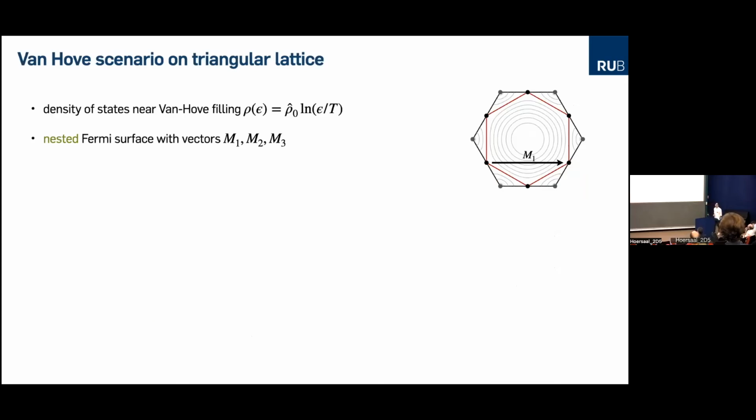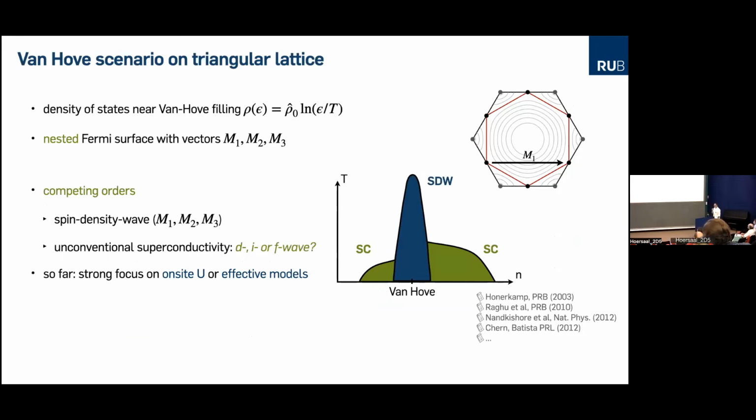What I would like to do is focus on the Van Hove scenario on the triangular lattice here, where the density of states shows a log divergence, and we have this nested Fermi surface as indicated here. On that topic, there are a lot of previous studies which already established that there's some competing order scenario going on between a spin density wave with this scattering vector M1, M2, or M3. The other competing tendency is the one for unconventional superconductivity, and there are also a couple of suggestions on the market for the leading unconventional superconductivity. So whether it's d-wave, i-wave, or f-wave, let me just mention here.